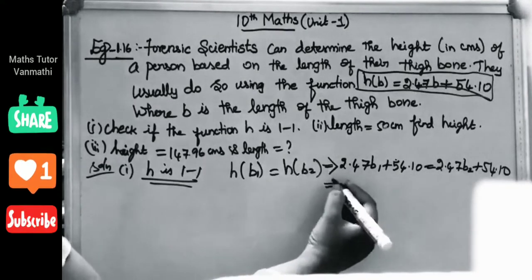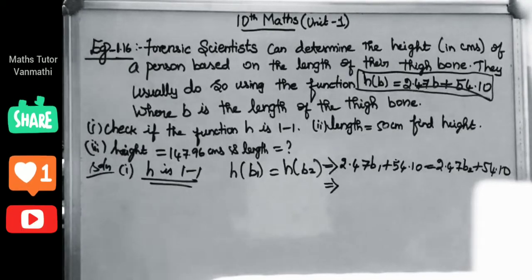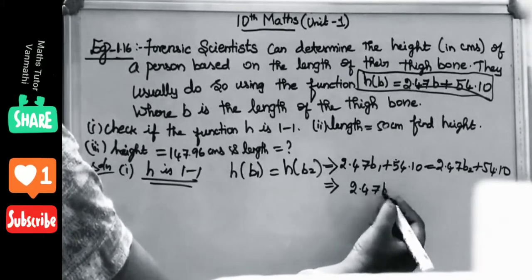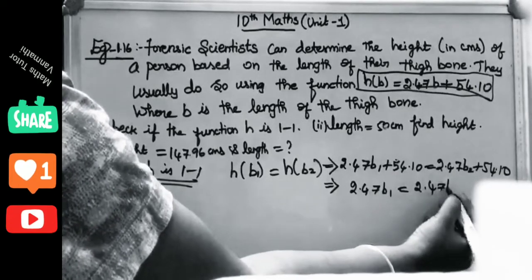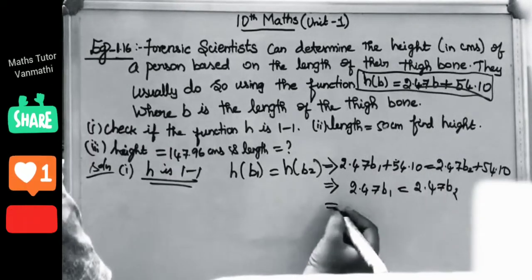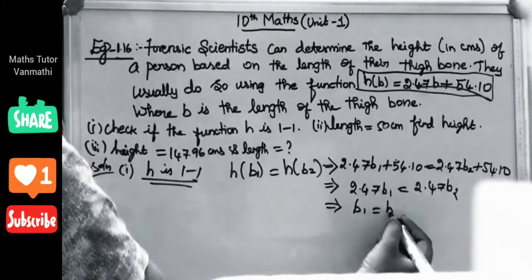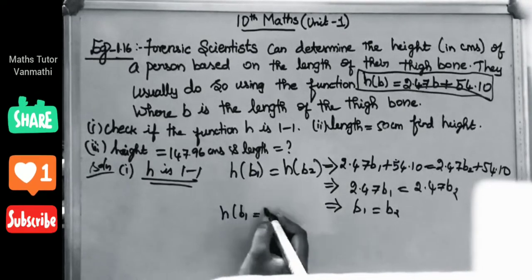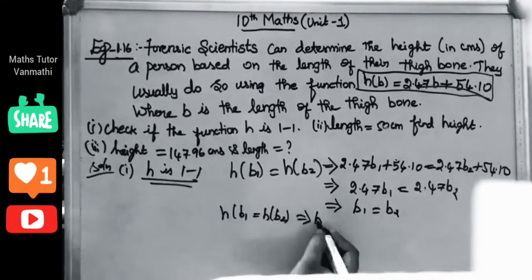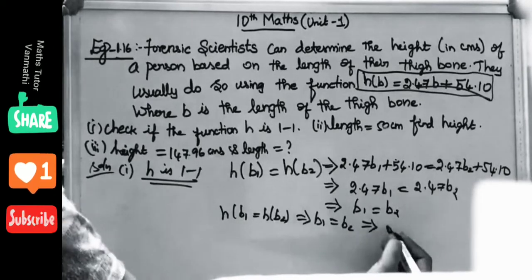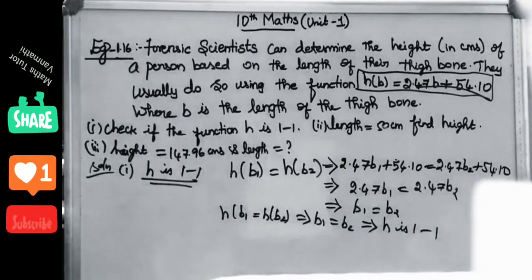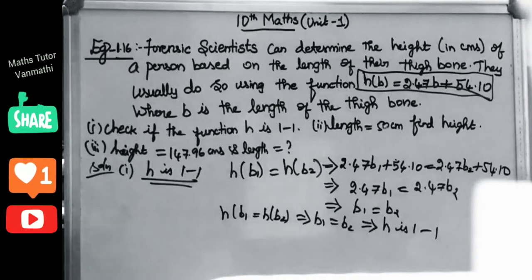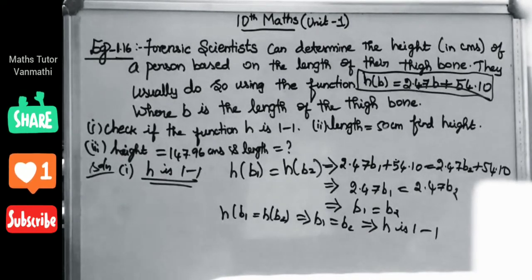Which implies, while cancelling, you get 2.47 b1 equal to 2.47 b2. This will get cancelled, and again this will get cancelled. You will get b1 equal to b2. So from this, when h of b1 equal to h of b2, we have to get b1 equal to b2. From this we can say that h is 1-to-1. This is the condition for 1-to-1 correspondence. Next we are going to find the height of a person using the length of his thigh bone.